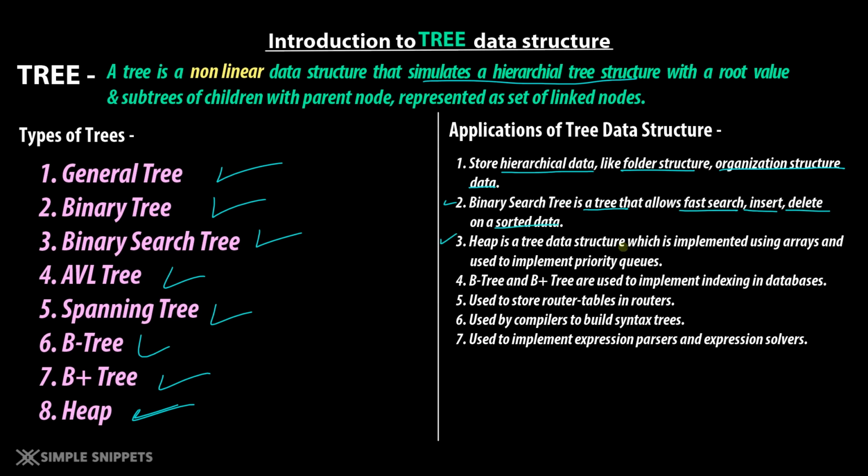A heap is a tree data structure which is implemented using arrays, and it is used to implement priority queues. Then we have B and B plus trees that are used to implement indexing in databases. So a lot of indexing in databases happens using these data structures. Trees are also used to store router tables in routers, routing data and whatnot. Then trees are also used by compilers to build a syntax tree. Trees are used to implement expression parsers and expression solvers. So these are some technical terms, but there are many more applications which I could have listed.